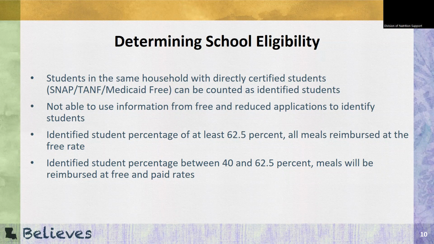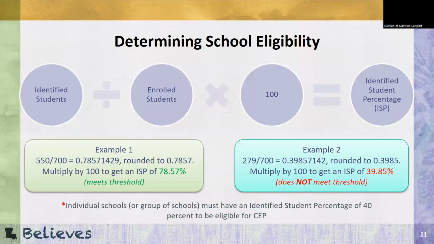If an identified student percentage of at least 62.5% is determined, then all meals will be reimbursed at the free rate. If the identified student percentage falls between 40 and 62.5%, then meals will be reimbursed at a combination of both free and paid rates. This is the formula that SFAs should use to determine the identified student percentage. You will divide the number of identified students as of April 1st by the number of enrolled students as of April 1st, and then multiply by 100.